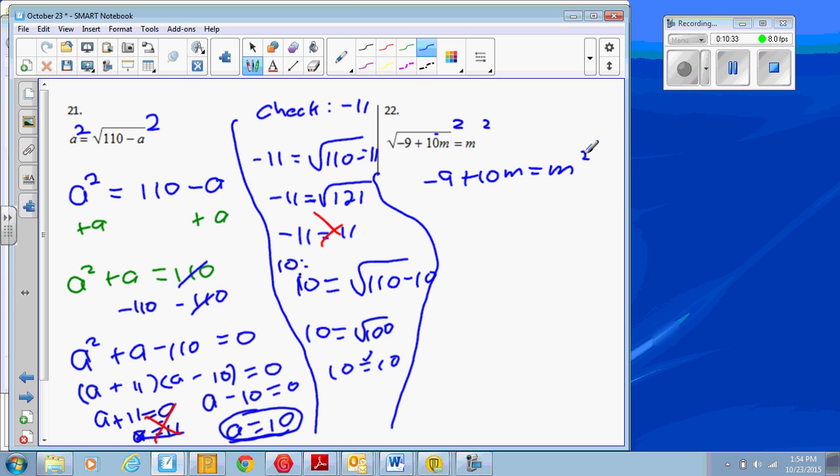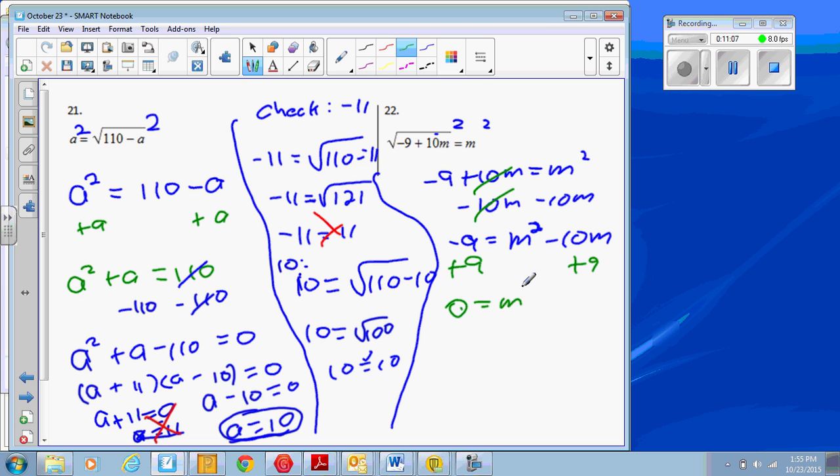So the quadratic means I want to set it equal to 0. So I'm going to subtract 10m from both sides. And I get negative 9 equals m squared minus 10m. And now I want to get rid of the negative 9, so I decide I'm going to add 9. It doesn't combine because we have m squared, m, and a constant. So that's just going to be 0 equals m squared minus 10m plus 9.